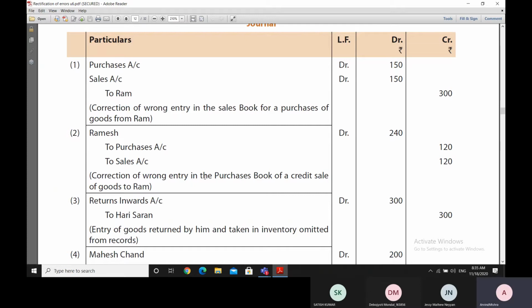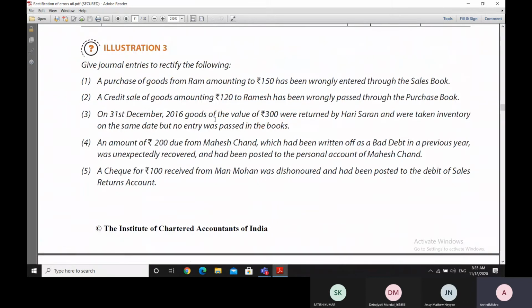Of course, the description below will show what is being done here, because a wrong entry in the purchase book has been made, which was actually a credit sale of goods to Ramesh. Now let us see the third part. In these examples, we are seeing that we have to make double journal entries to make the rectification, because one entry that has been made is totally wrong, and therefore we have to cancel that journal entry first, and then make a fresh entry.